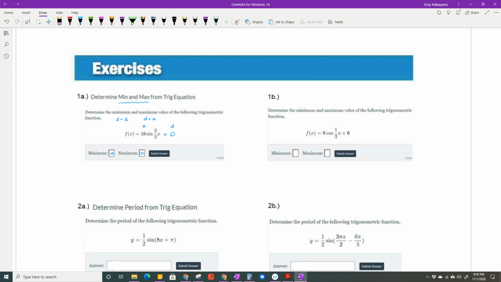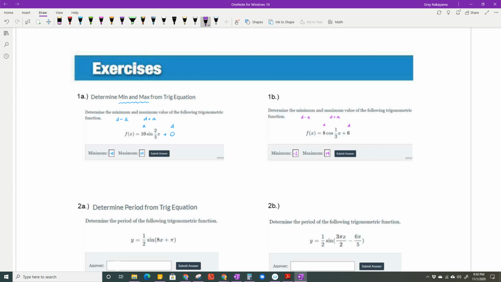Okay, look at 1b. Same thing: minimum is d minus a, maximum is d plus a. A is the number in front, d is the number at the end being added to it. So 6 minus 8 is negative 2, 6 plus 8 is 14. So pause, go do those problems, and then come back.